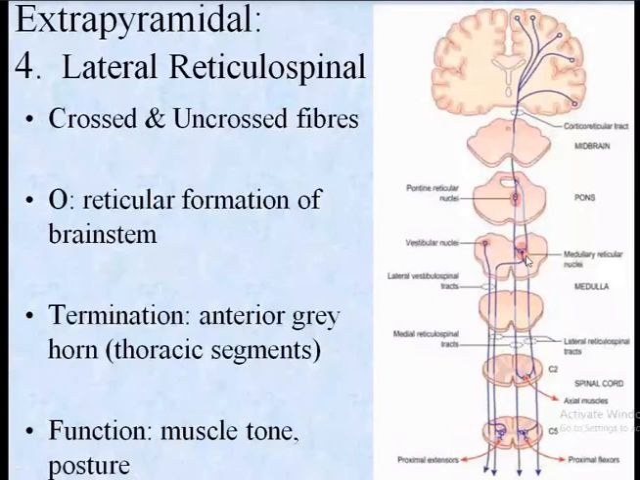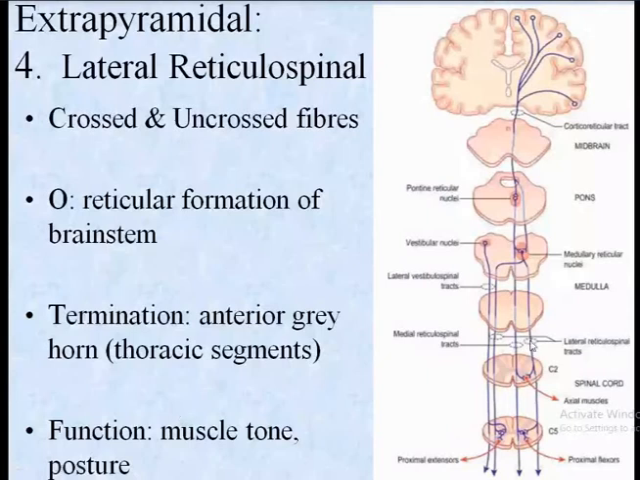Some of the fibers are crossing and some are not crossing, so it comprises both crossed and uncrossed fibers. Termination is in the anterior gray horn of the spinal cord up to the thoracic segment. Function is the same: muscle tone maintenance and posture maintenance. This is about the medial and lateral reticulospinal tracts.